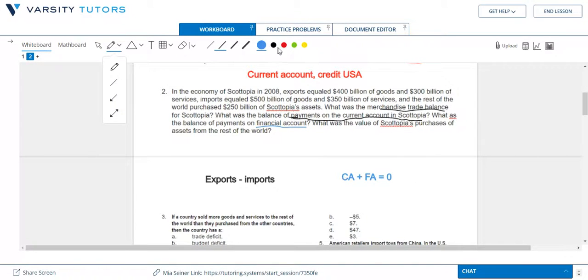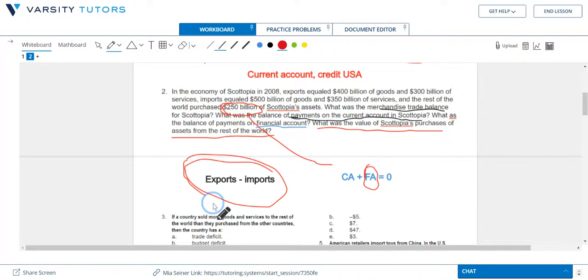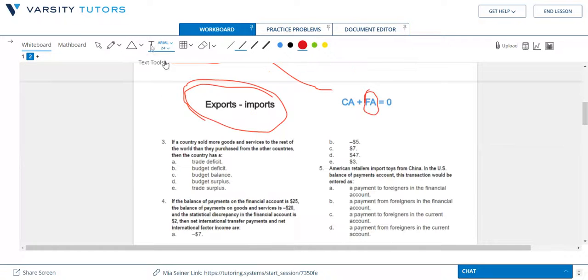Lastly, next it asks us, what was the value of the purchases from the rest of the world? This required just a little bit more information, and it's where I pulled the 250 back into the equation. I just took the answer from the financial account and I subtracted it from $250 billion. So that's how I knew if the whole world gave them 250, but they were in a position where they overspent $150 billion, they still had an extra 100 billion lying around somewhere. They used that on financial assets for the rest of the world.